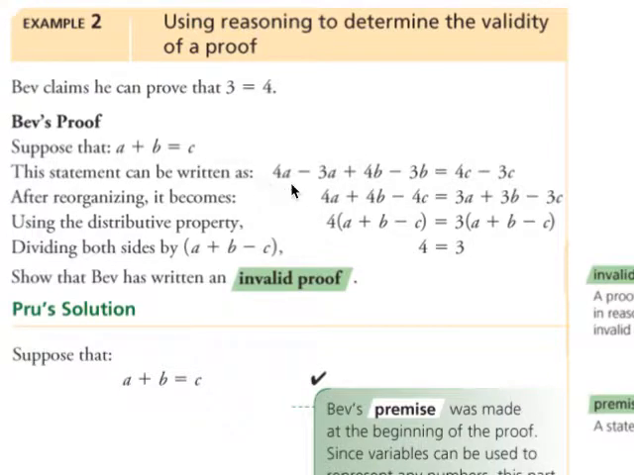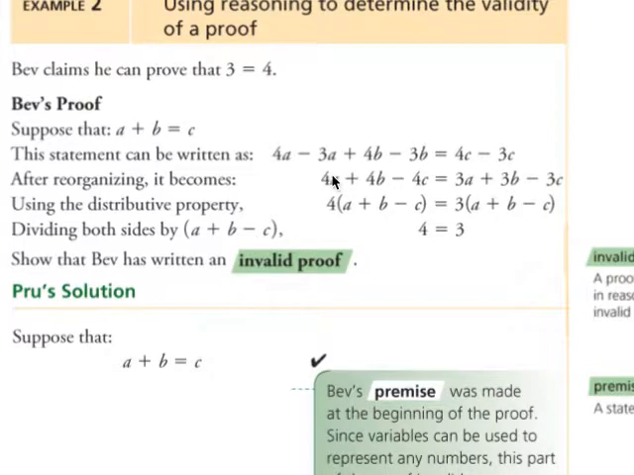Now, if we go through, we have 4a minus 3a plus 4b minus 3b equals 4c minus 3c. So each one of those, 4a minus 3a, that equals a. 4b minus 3b is b, and 4c minus 3c is c. So that is true as well.